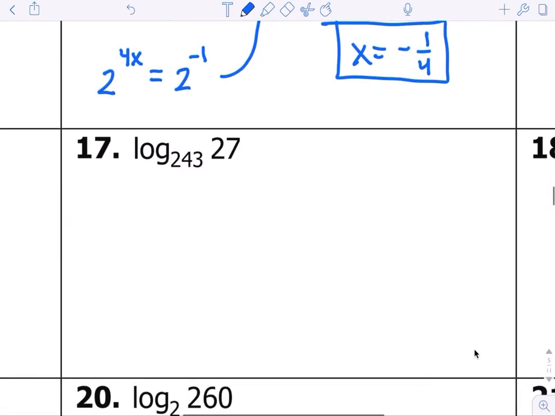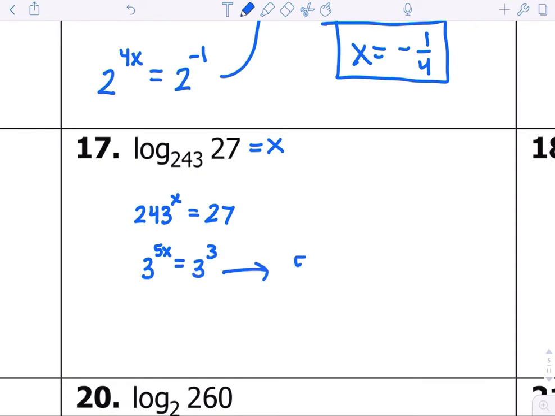17. So set it equal to x. 243 to the x power is equal to 27. They both could be a power of 3. So 3 to the 5x is equal to 3 to the 3rd. They have the same base, so 5x is equal to 3. Divide both by 5. X is equal to 3/5.